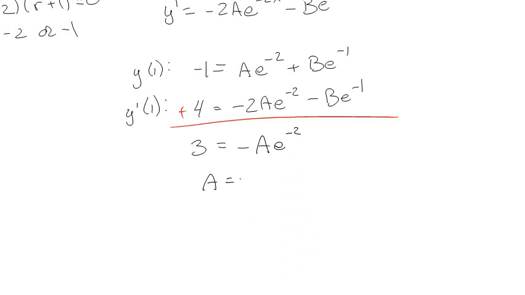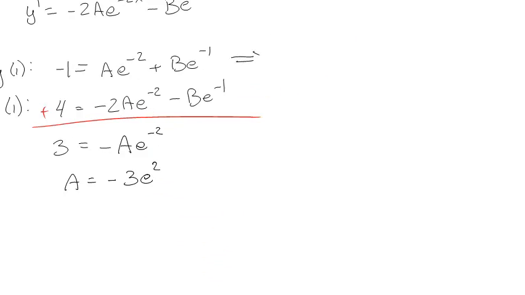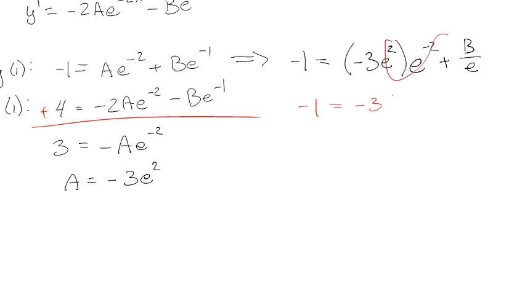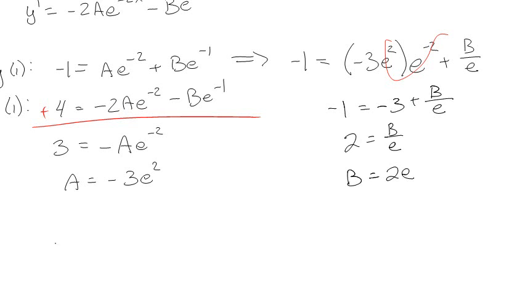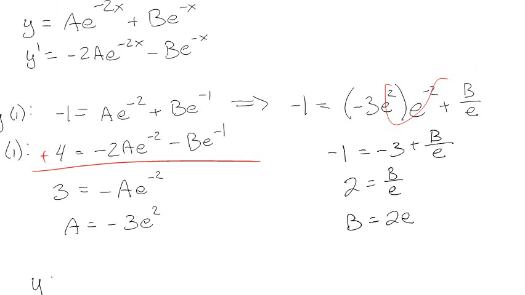So I have a is equal to negative 3e squared, okay? And I know from this that negative 1 is equal to a, which is negative 3e squared, times e to the negative 2 plus b over e. These are going to cancel out, and I end up with negative 1 equals negative 3 plus b over e, plus 3 to both sides, 2 equals b over e, so b equals 2e. So it's not really going to matter in the end, it's just kind of a neat little trick, but I'll show you what it is. I'm going to get the same answer both ways, which is why I'm solving it this way.